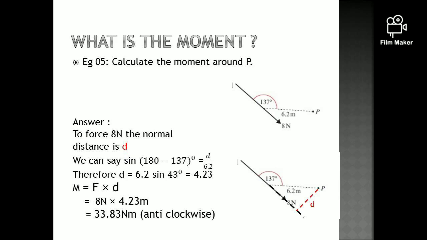Then we can say opposite upon hypotenuse is equal to sine theta. Therefore you can say D divided by 6.2 is equal to sine 43. That 43 came from 180 minus 137. With that you can say D is equal to 4.23. Then you can apply the formula moment is equal to force into shortest distance or the perpendicular distance. 8 into 4.23, that is 33.83 Newton meters. This is anti-clockwise.